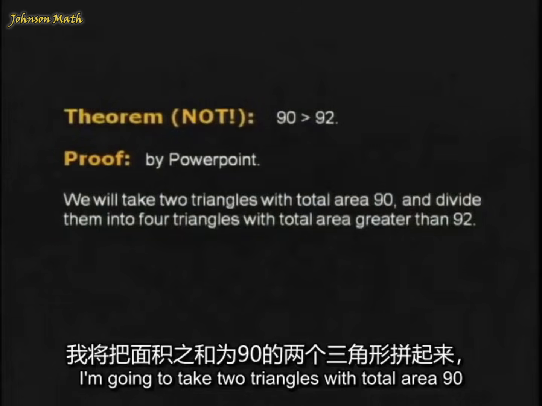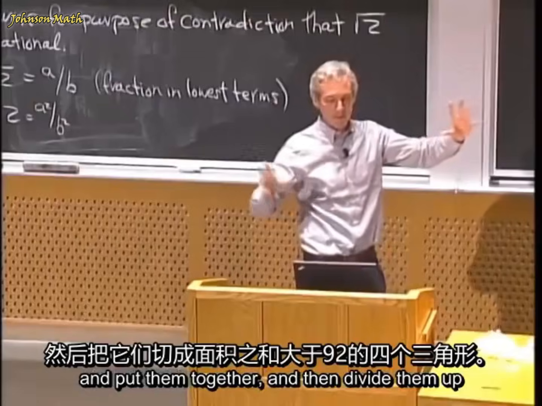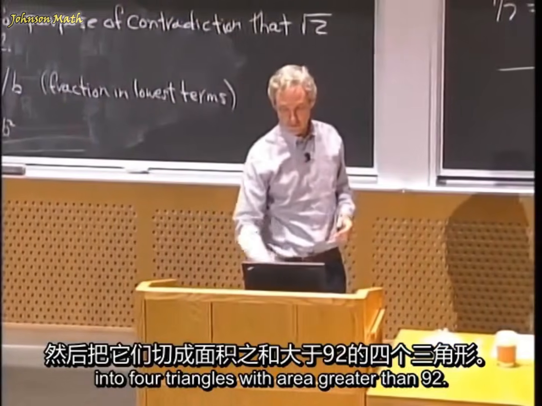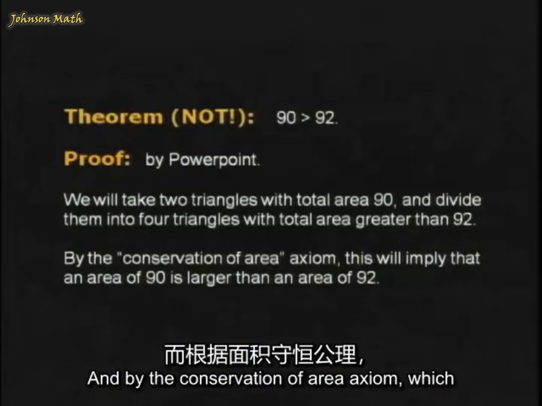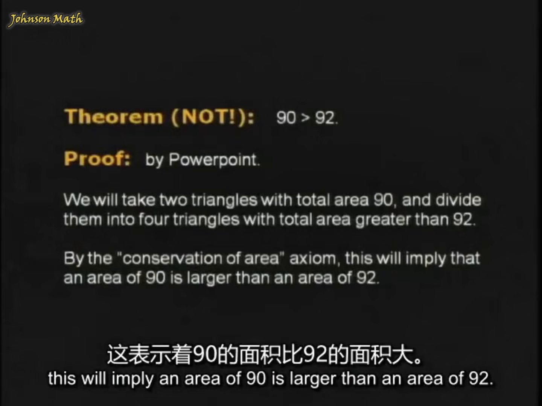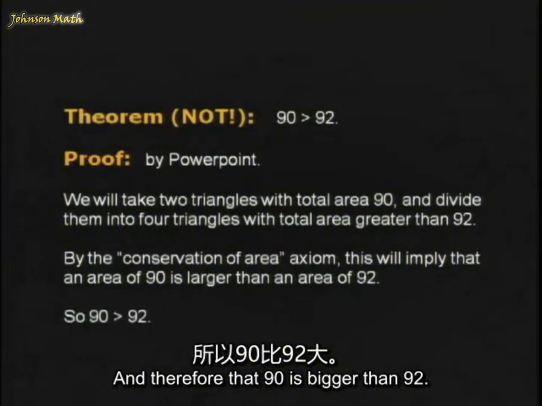I'm going to take two triangles with total area 90 and put them together and then divide them up into four triangles with area greater than 92. And by the conservation of area axiom, which you want to be maybe thinking about, this will imply an area of 90 is larger than an area of 92, and therefore that 90 is bigger than 92.